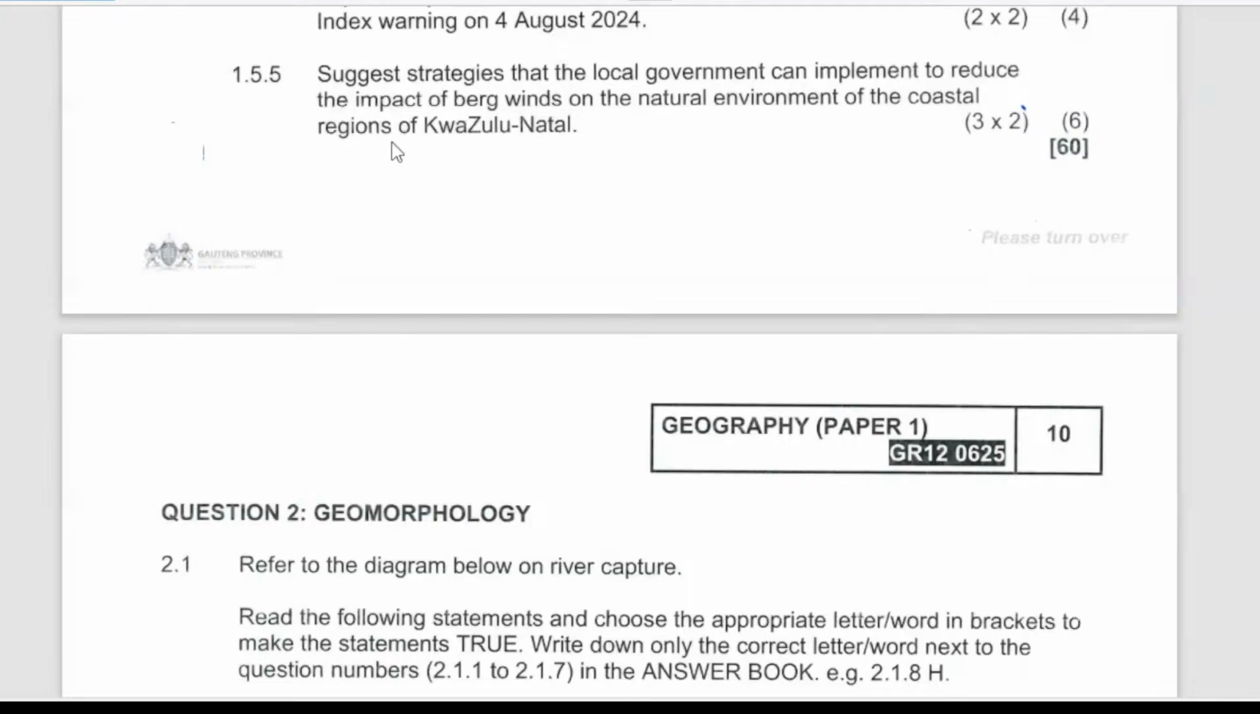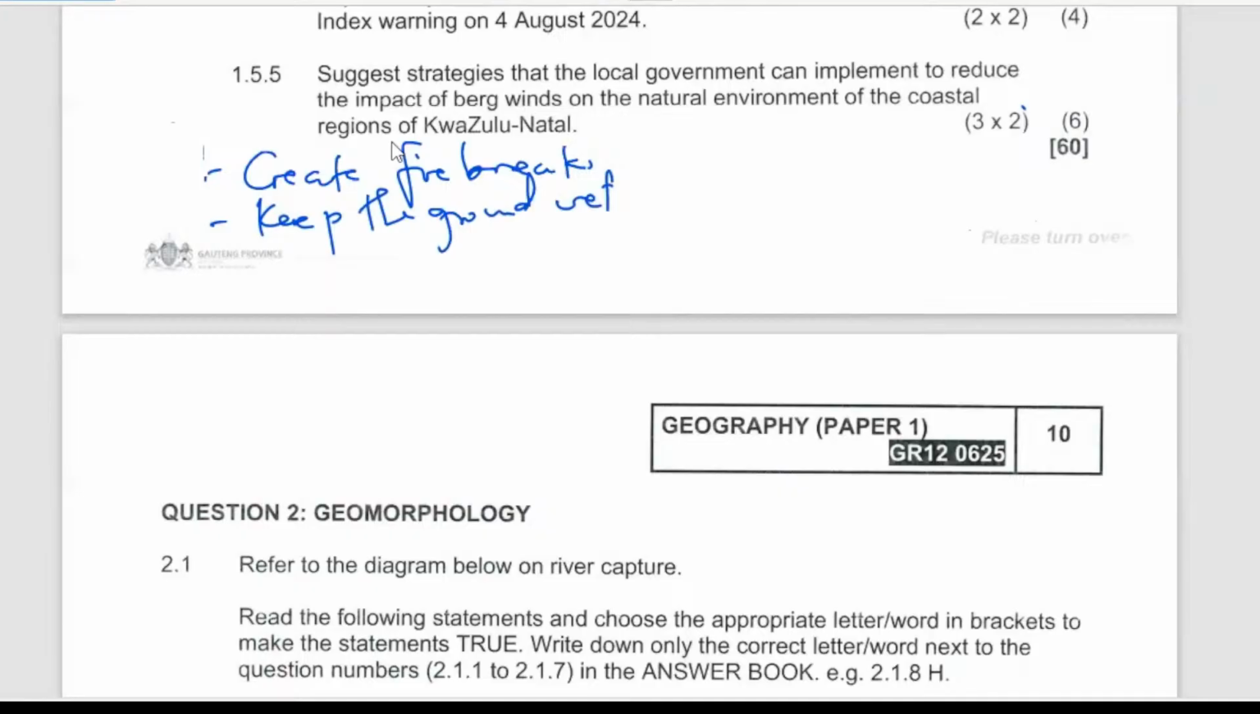We can talk of, here, we can create fire breaks. The fire breaks will assist in stopping the spread of the fire on the natural environment, or containing the spread of the fire over the natural environment. That is going to assist in the fires not spreading. Or we can also try to keep the ground wet, if possible, so that if there is humidity, the spreading of the fire will be limited and will have less impact on the environment.